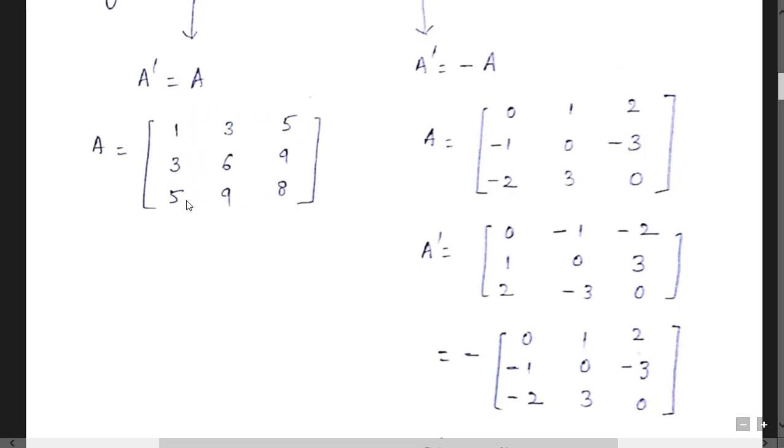First row and first column are the same. Second row and second column are the same. Third row and third column are the same. If this type of criteria is there, then it is called a symmetric matrix. Now look at this example.